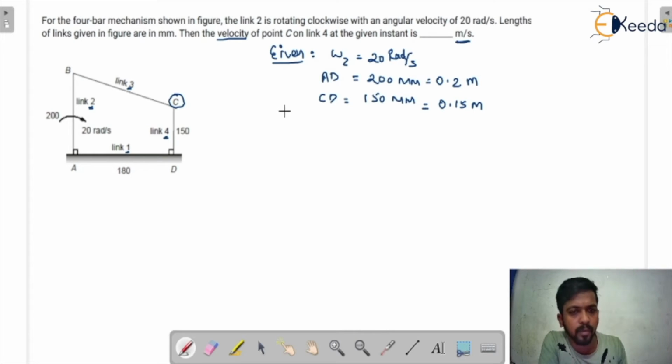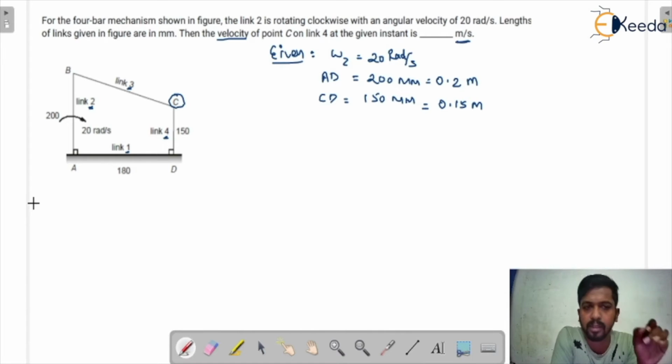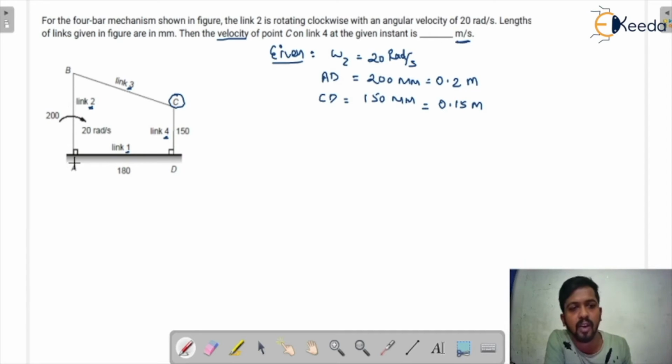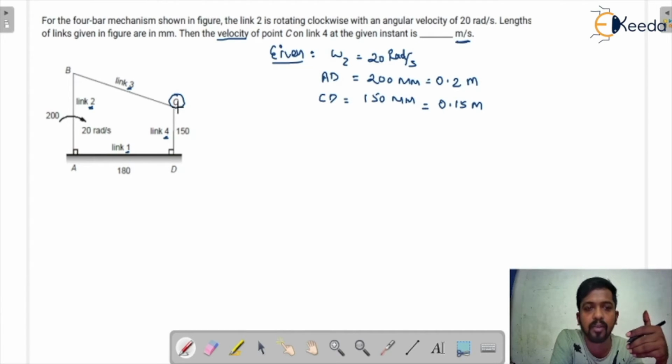Now you have to see, if you try to solve this question using the instantaneous center method, it would be a little bit tough, because AB and CD are going to intersect each other at infinity. You have to find the instantaneous center I13 in order to calculate the angular velocity or the linear velocity. But that is a little bit tough to find here, that means the intersection of these two links. So we will solve this question using the velocity diagram method.